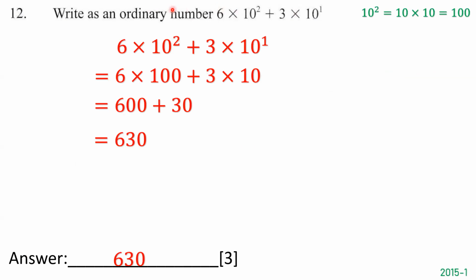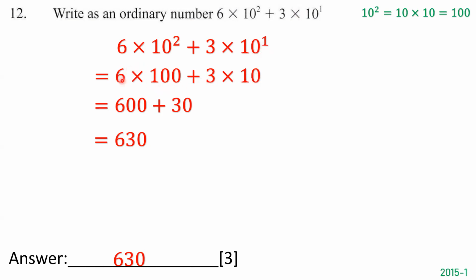Here we say, write as an ordinary number, 6 times 10 squared plus 3 times 10 to the power of 1. Well, 10 squared equals 10 times 10, which is 100. That's important. So 10 squared is equal to 10 times 10, which is 100. So what is the first thing we do? We multiply 6 times 10 squared. But we know that 10 squared is 100 based off of this information, plus 3 times 10 to the power of 1. Well, 10 to the power of 1 is 10, all right?